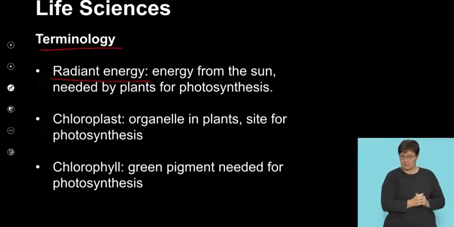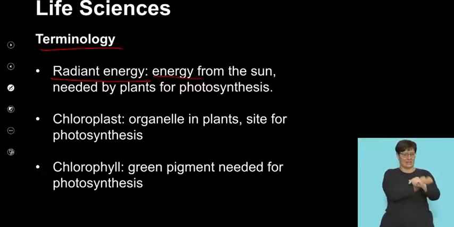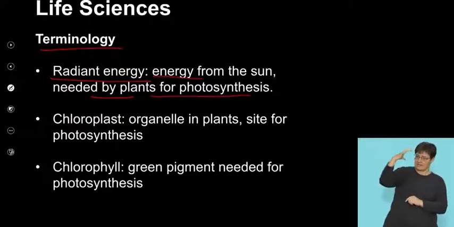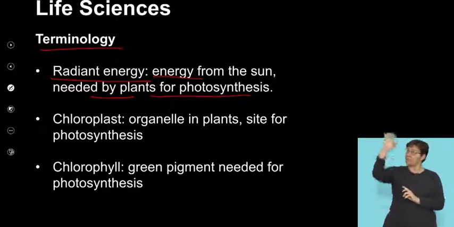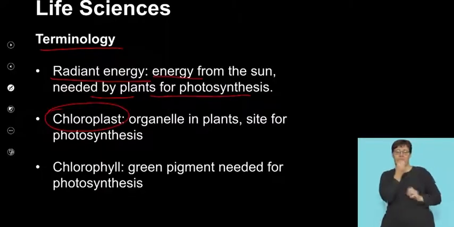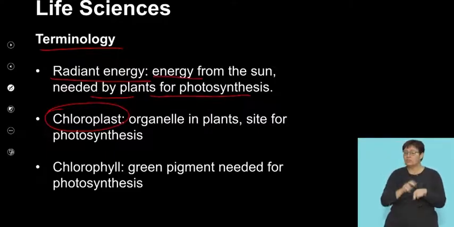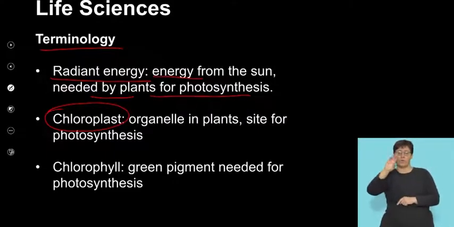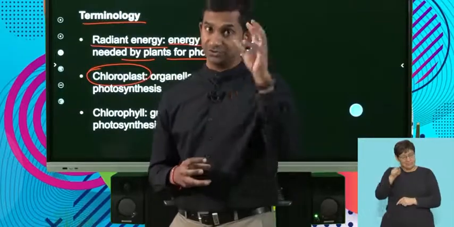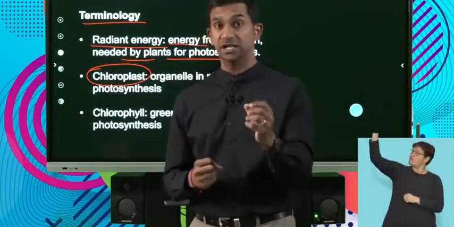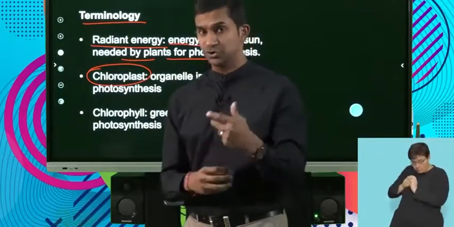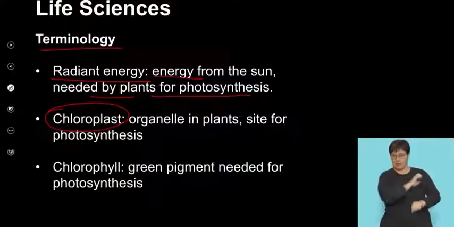The first term is radiant energy. We know that energy from the sun is needed by plants for the process of photosynthesis. Plants use an important organelle called the chloroplast. The chloroplast is that structure that is able to trap the radiant energy and use that to produce chemical energy.